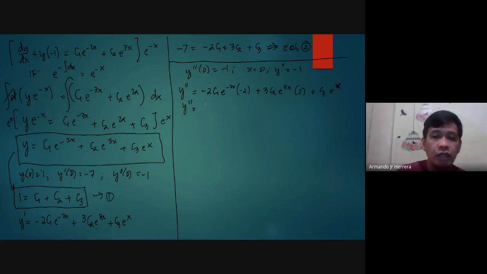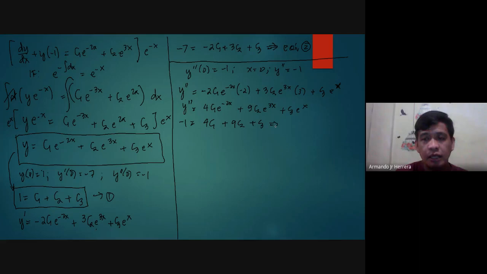Simplifying, y double prime is positive 4c1 e to the minus 2x plus 9c2 e to the 3x plus c3 e to the x. Substituting the initial condition, that's negative 1. When x is 0, that's 4c1 plus 9c2 plus c3 equals negative 1, which will be our equation 3.